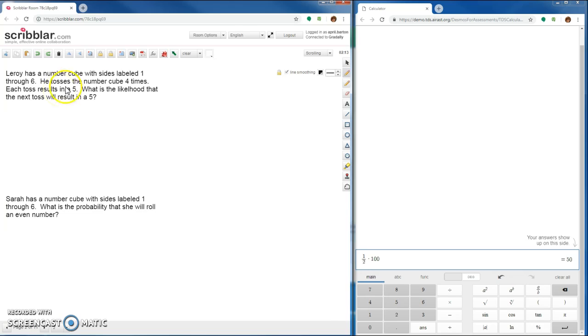So here's some example problems. Leroy has a number cube with sides labeled 1 through 6. He tosses the number cube 4 times. Each toss results in a 5. What is the likelihood that his next toss will result in a 5?